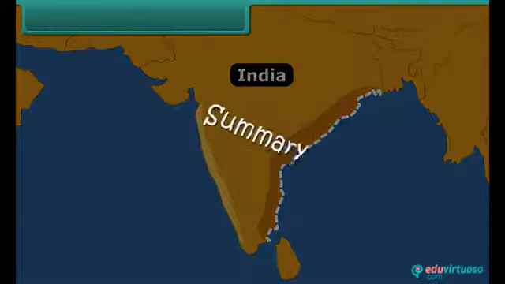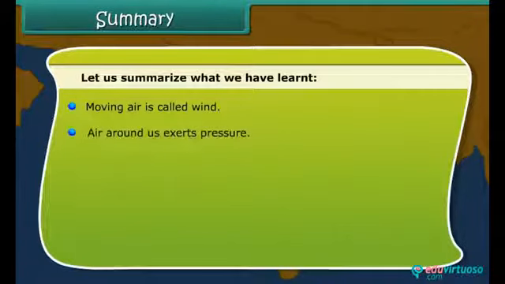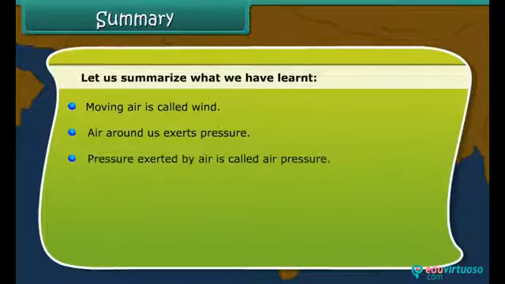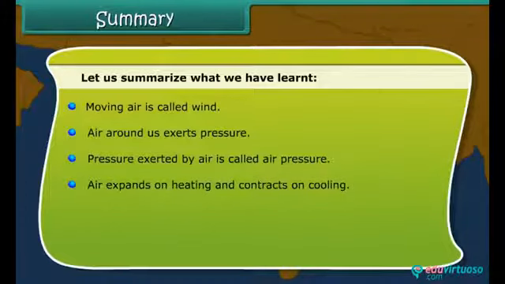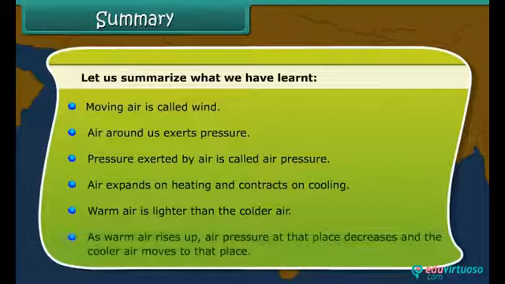Summary. Let us summarize what we have learned. Moving air is called wind. Air around us exerts pressure. Pressure exerted by air is called air pressure. Air expands on heating and contracts on cooling. Warm air is lighter than colder air. When warm air rises up, air pressure at that place decreases, and the cooler air moves to that place.